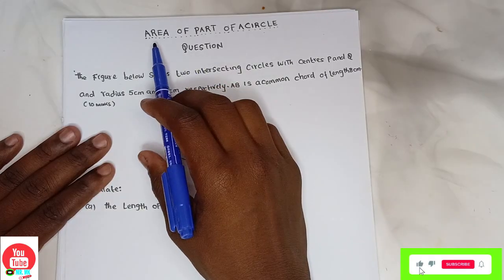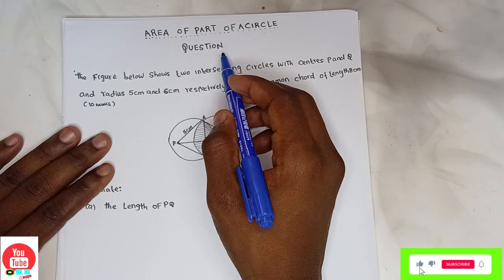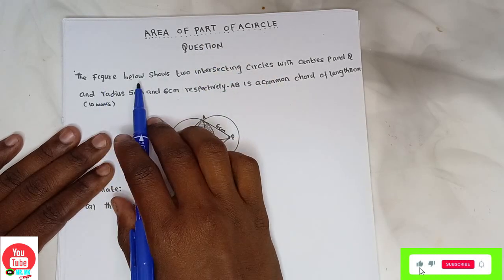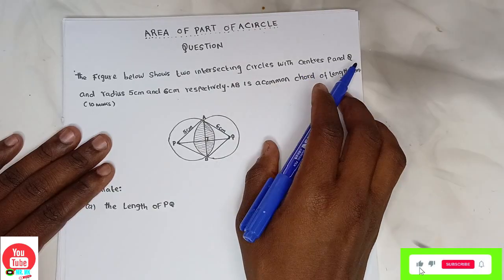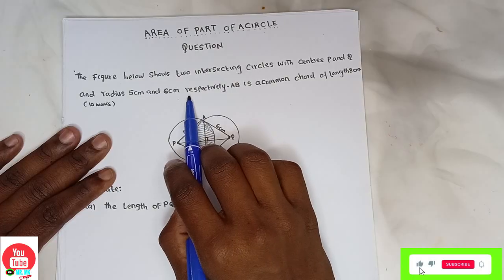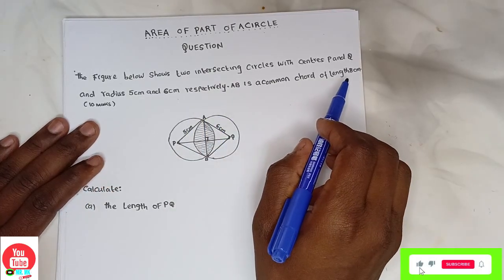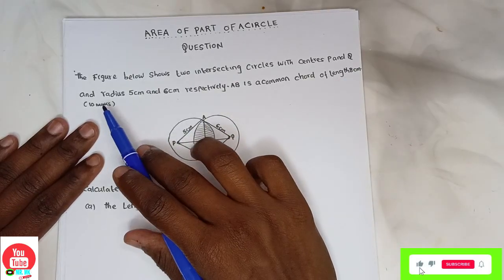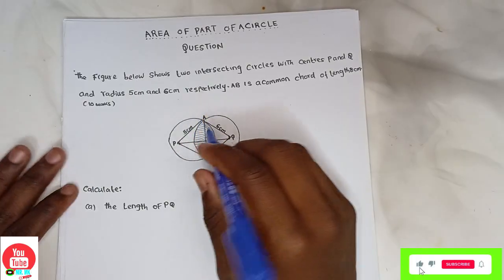Our topic for today is area of part of a circle. Let's do this question together. The figure below shows two intersecting circles with center P and Q and radius 5 cm and 6 cm respectively. AB is a common chord of length 8 cm. This question carries 10 marks.